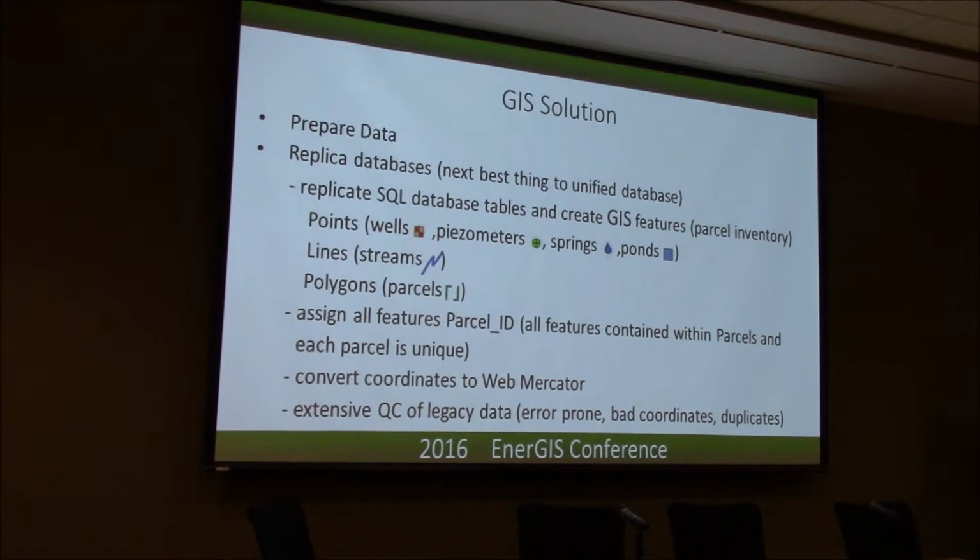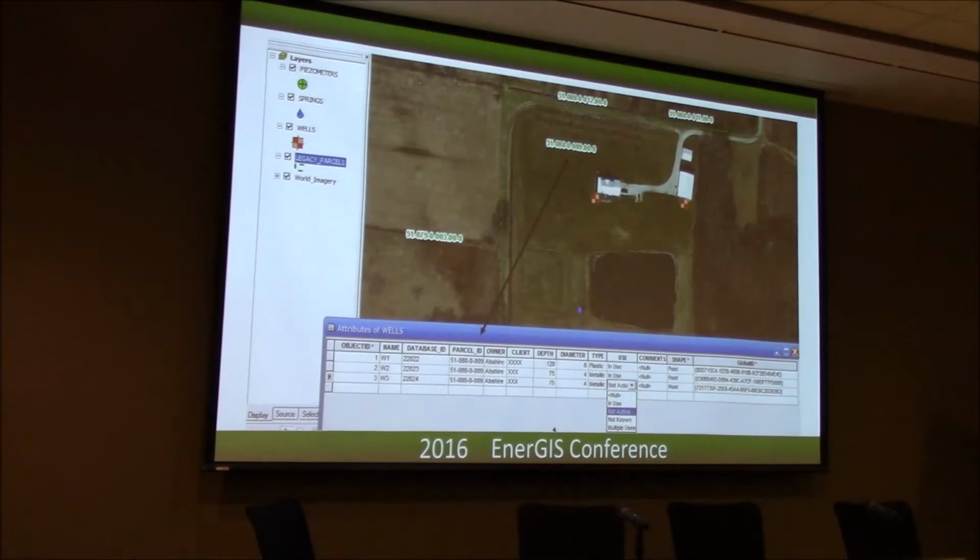We also, at this point, had the opportunity to do a lot of QA/QC on the old data, because a lot of the data was hand-entered. It was coming off paper forms and then being hand-entered into those Access databases. So there were errors there, bad coordinates, duplicates of records, and things like that that we had to QA/QC. So that provided an opportunity at that point to do that. And this just shows the parcel ID field being unique and attaching to the database.